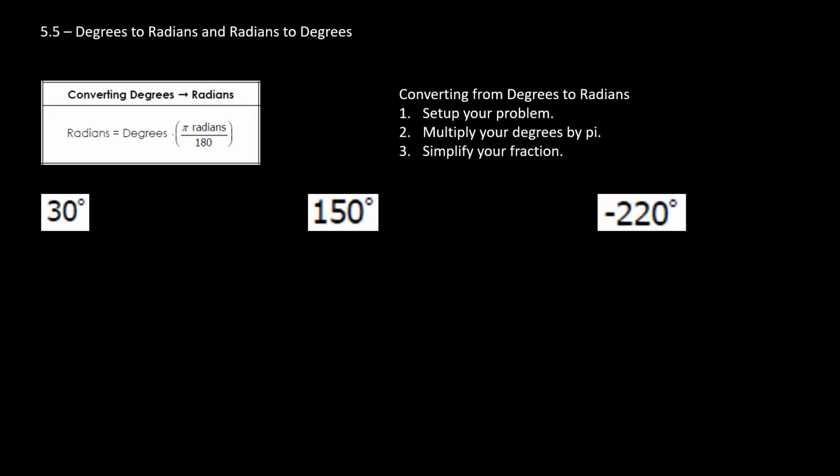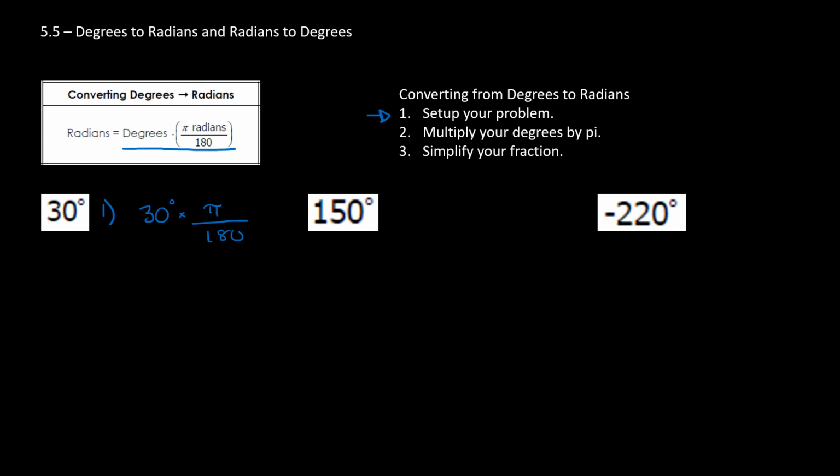So let's go ahead and convert from degrees to radians. So I have 30 degrees. The first thing that we want to do, step 1, like we see here, is set up the problem. So my setup is this part right here. This is my step 1. So I'm going to take 30 degrees and multiply it by pi. Let's pause on the radians, we'll get there, and then we're going to divide that by 180.